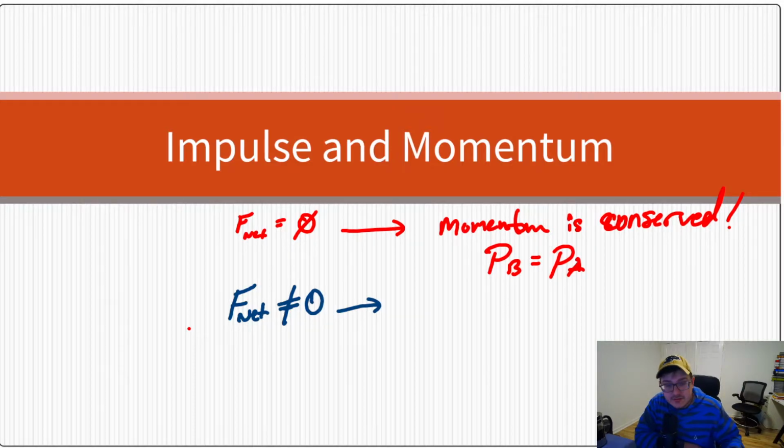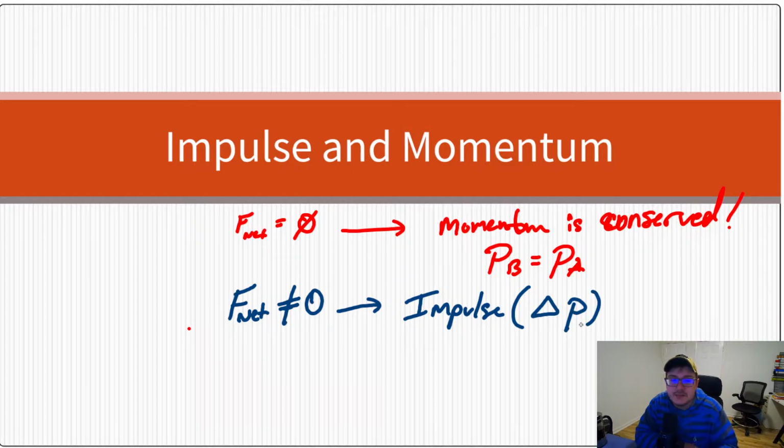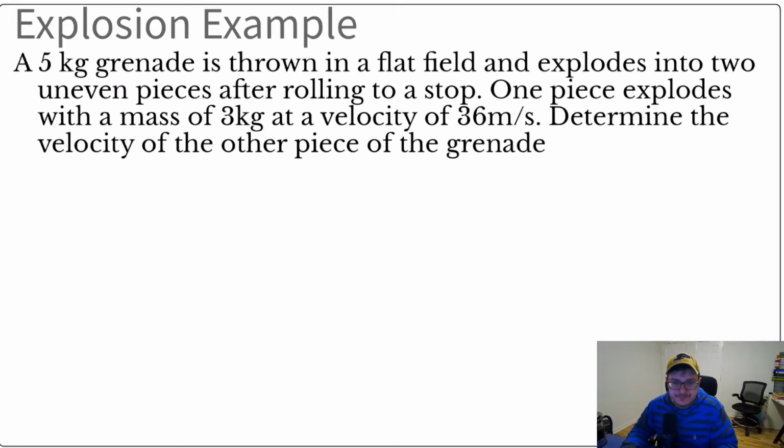Well, if F net does not equal 0, then you have what's called an impulse. Impulse is simply defined as a change in momentum, so we write it as delta P. I have seen some physics textbooks write it as J, but we also use J for joules, and I've seen that confuse some people. So I just define impulse as the change in momentum.